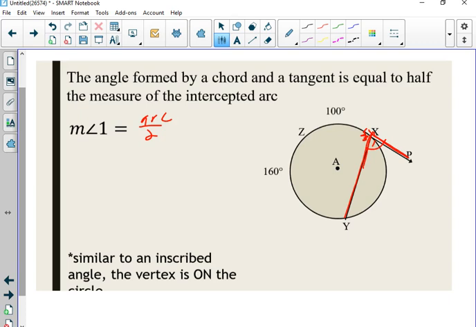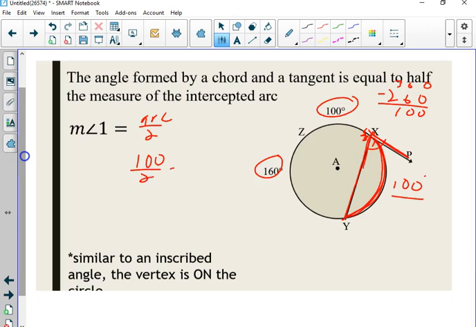Okay? So, we don't know this intercepted arc. We need to find that. Well, we have 100 and 160. 100 and 160 is 260. Well, there's 360 in a circle. We subtract, we get 100. So that's the measure of that arc, 100 degrees. All right? So we just take our new formula. There's the intercepted arc. Divide by 2, and angle 1 is equal to 50 degrees.